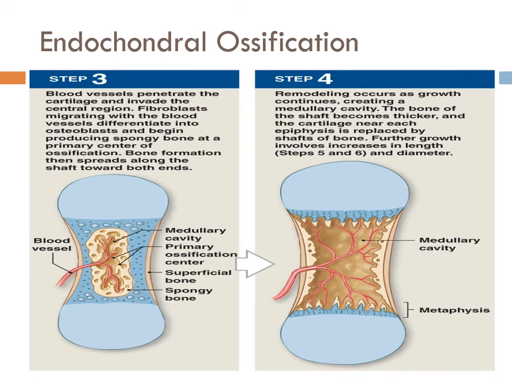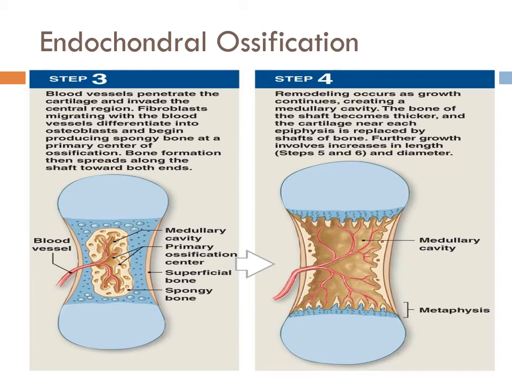Step 3, a blood vessel is going to penetrate into the center of the cartilage model. Fibroblasts are going to migrate along with that blood vessel and then differentiate into osteoblasts and begin producing spongy bone within the center of our cartilage model. So now we have this outer bone matrix, and we are also growing this inner bony region inside that model.